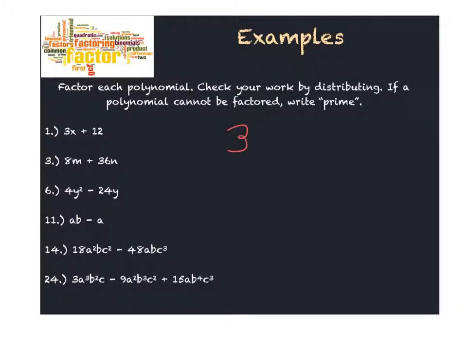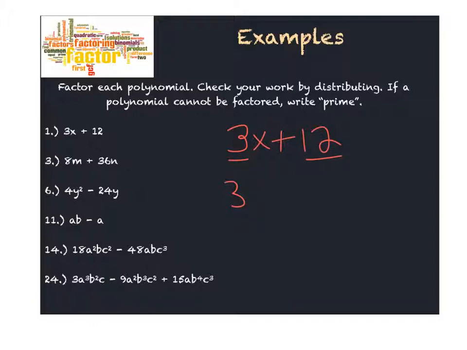So if we look at 3x plus 12, and we want to factor this, what we're first going to do is look at our coefficients. Well, we have 3 and 12. All right. So if we look at 3 and 12, you want to think of the greatest common factor, the biggest number that you can divide both 3 and 12 by. And that's 3. So you can take a 3 out, right?